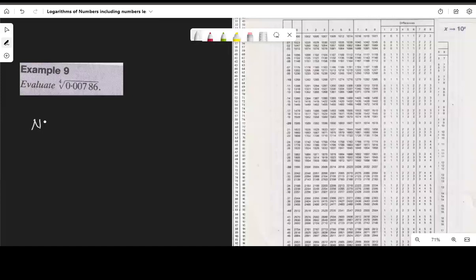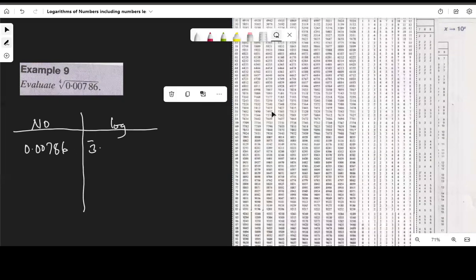Example 9 says this fourth root of 0.00786. The characteristic of this will be 1, 2, 3. That is bar 3. Then the logarithm of 78 under 6.